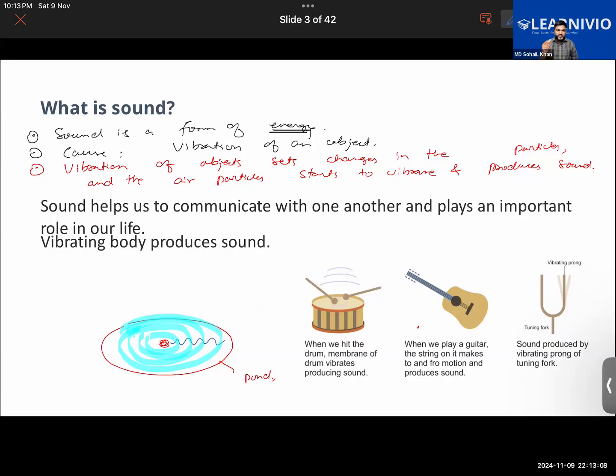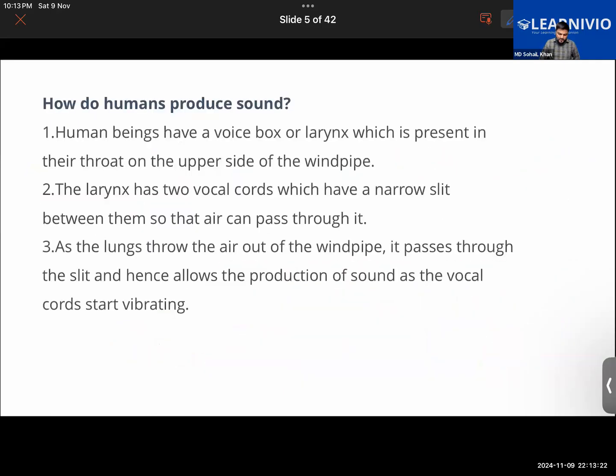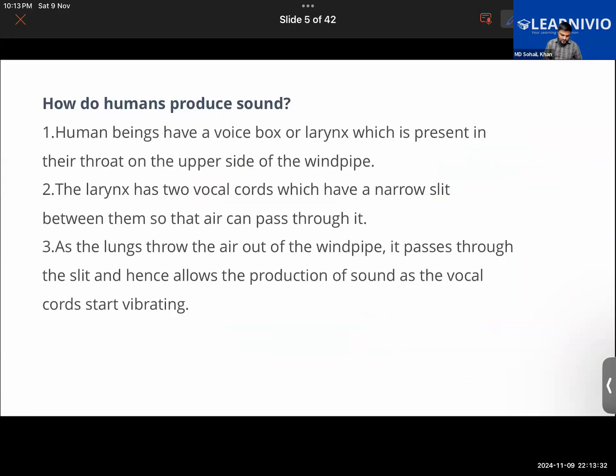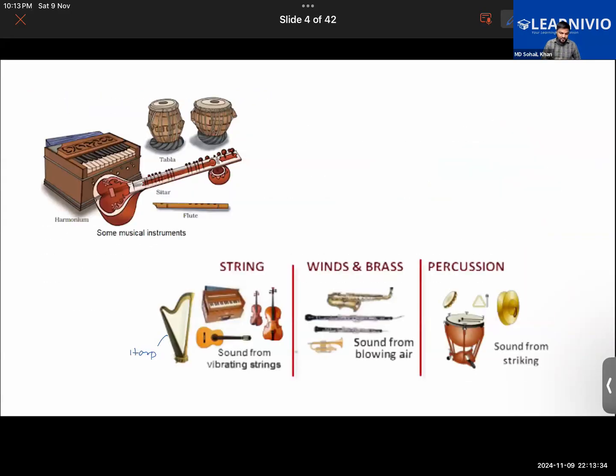Similarly, as you are hitting an object, due to the vibration of that object, it will produce some disturbance in the medium, right? So the air particles will start to vibrate, and after a certain time, the vibration of the air particles will stop here. That is one thing which is happening.